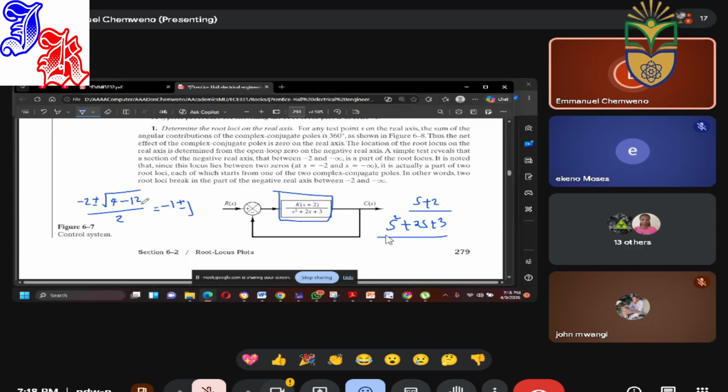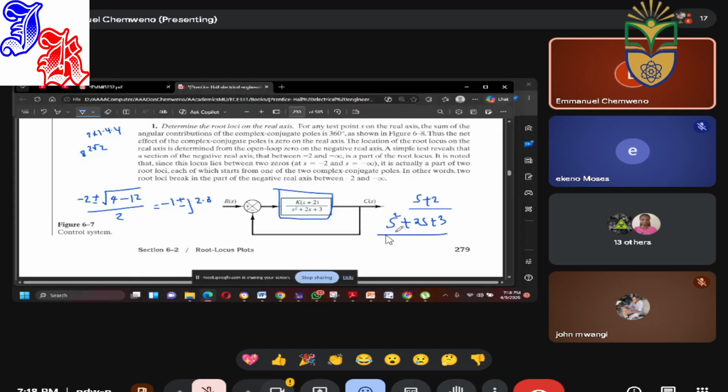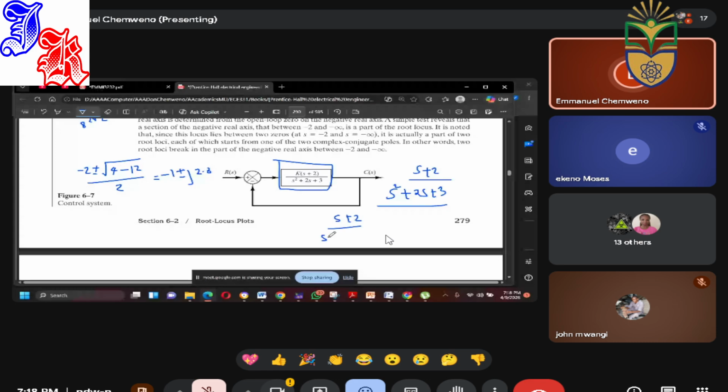4 minus 12 is minus 8. Root 8 is 2 root 2, and 2 root 2 is 2 times 1.414, about 2.8. So this can be written as S plus 2 over (S plus 1 plus j2.8)(S plus 1 minus j2.8).